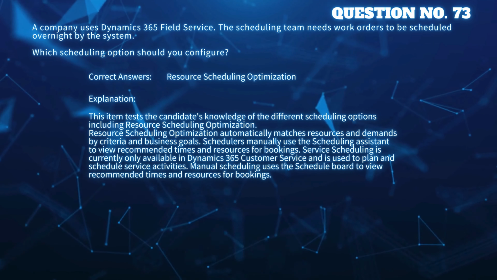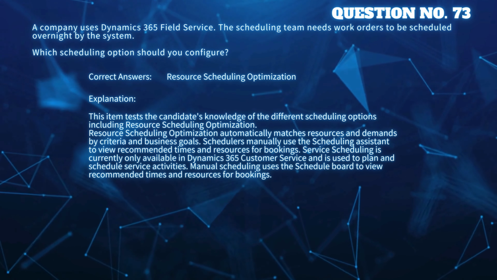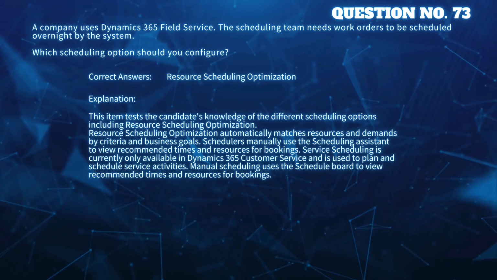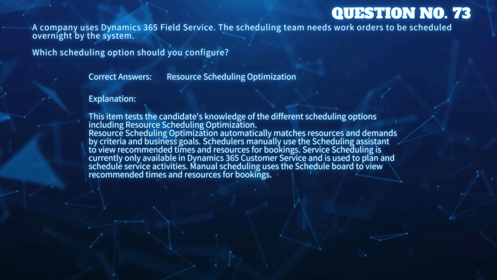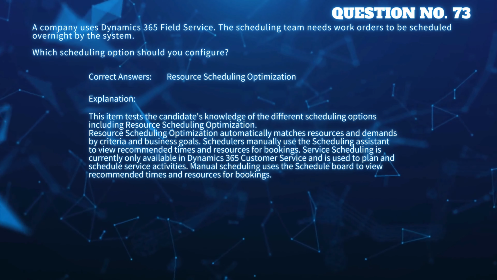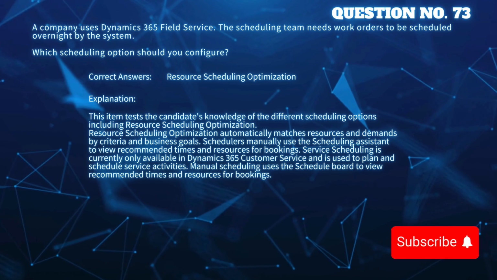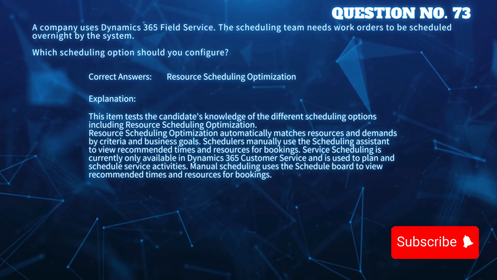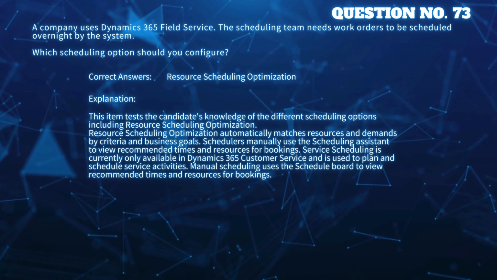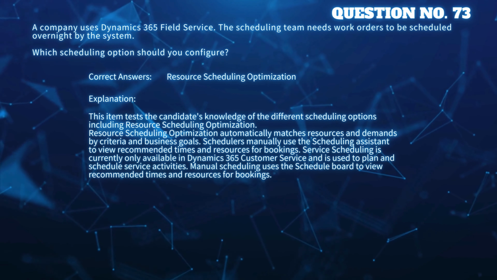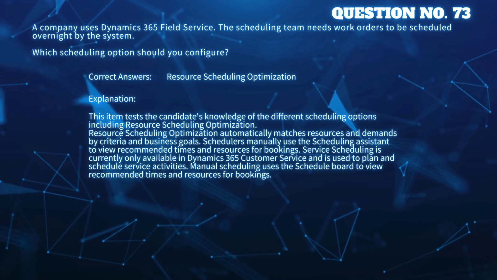Explanation: this item tests the candidate's knowledge of the different scheduling options including Resource Scheduling Optimization. Resource Scheduling Optimization automatically matches resources and demands by criteria and business goals. Schedulers manually use the scheduling assistant to view recommended times and resources for bookings. Service scheduling is currently only available in Dynamics 365 Customer Service and is used to plan and schedule service activities. Manual scheduling uses the schedule board to view recommended times and resources for bookings.